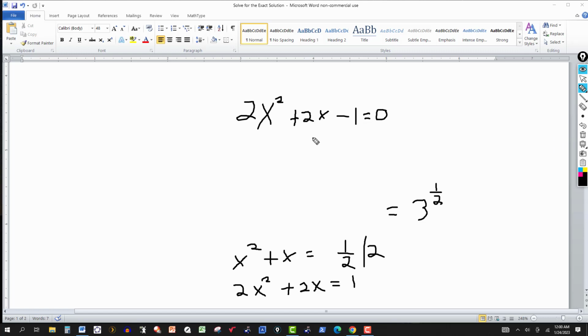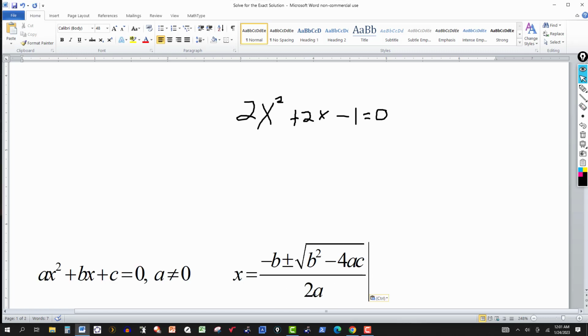And then we try to factor the left side, but it doesn't factor. So we use the quadratic formula, which is right here. If you have an equation in this form, ax squared plus bx plus c equals 0, then you can get the solution by simply plugging in the coefficients a, b, c into this formula. So we can see that in our case, the coefficient of the squared term is 2, so a is 2. The coefficient of the linear term is also 2, so b is equal to 2. And the constant is -1, so c is -1.